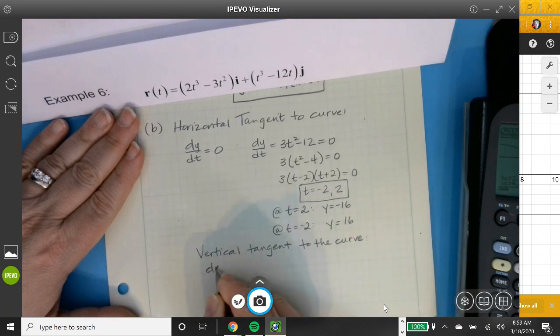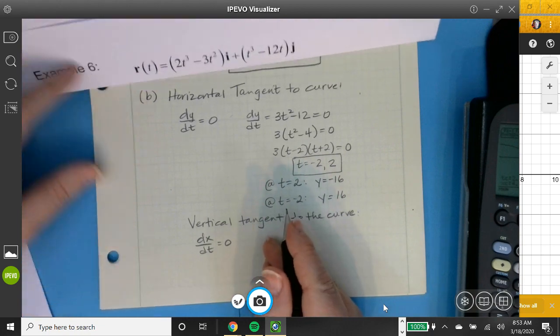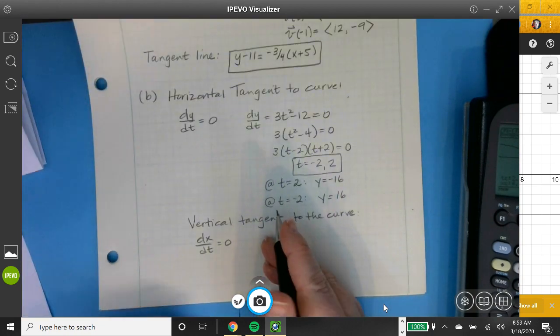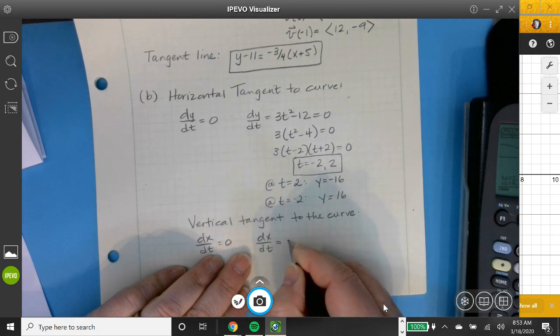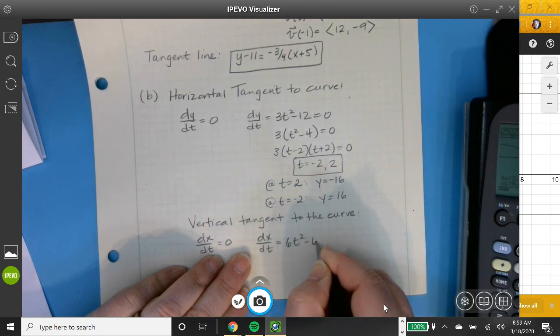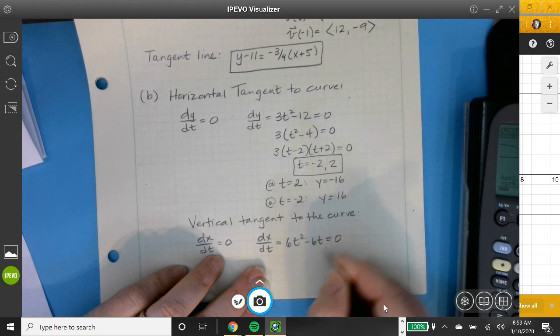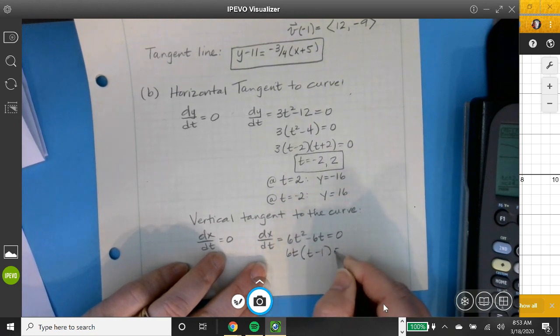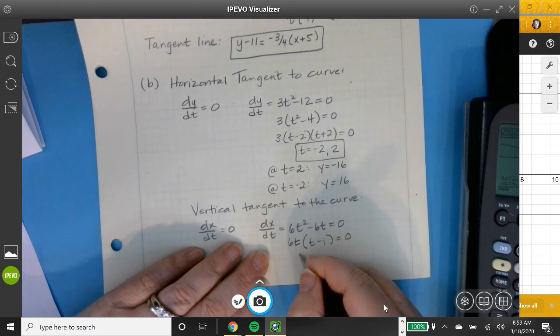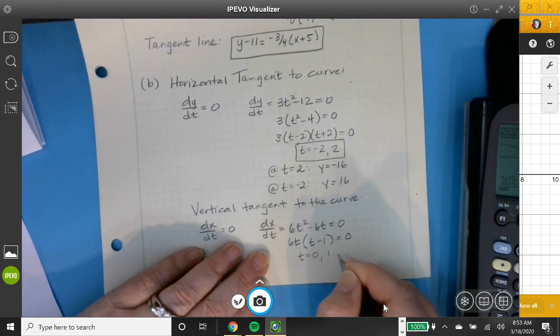That occurs when dx/dt is equal to 0. And that's going to be dx/dt was 6t squared minus 6t equals 0. We can factor out a 6t, and we get t minus 1 equals 0. And so that's going to be t equals 0 and t equals 1.